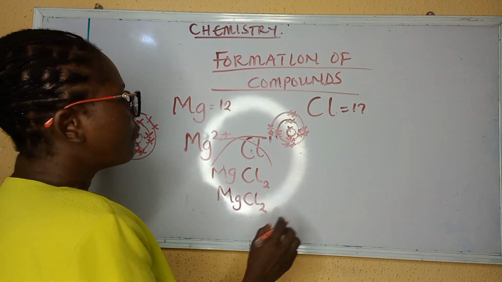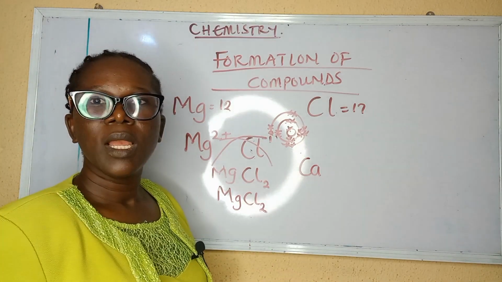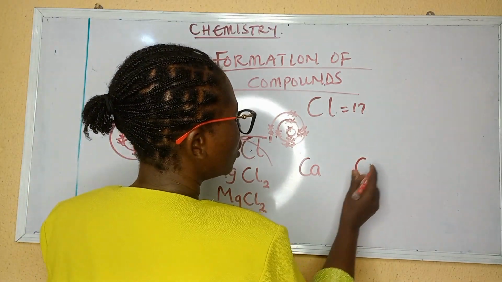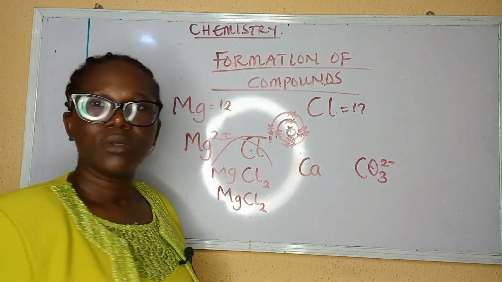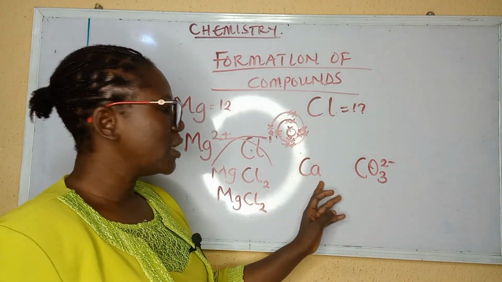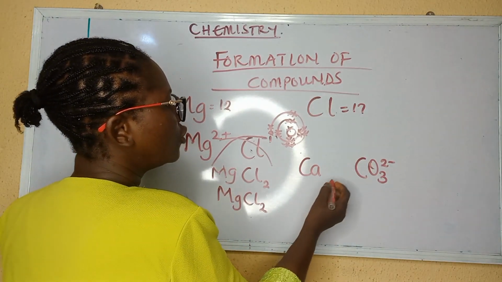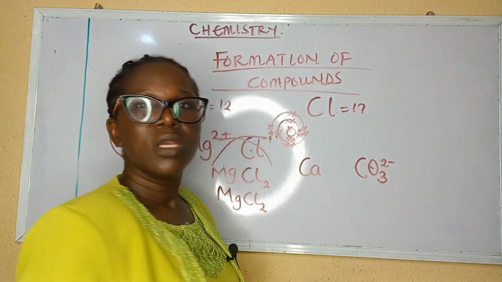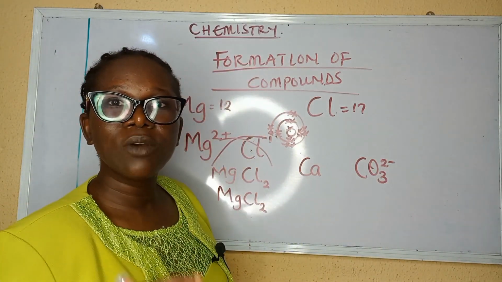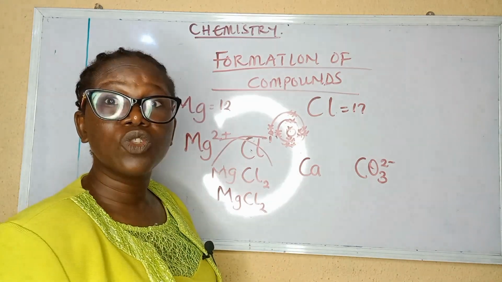Now, if you have a compound like calcium and trioxocarbonate 4, these are another example, a single element and a radical. So here, calcium, this radical usually has a charge of -2. You need to learn the list of radicals and learn the charges on them. Very important that you do this, just like you learn the first 20 elements.